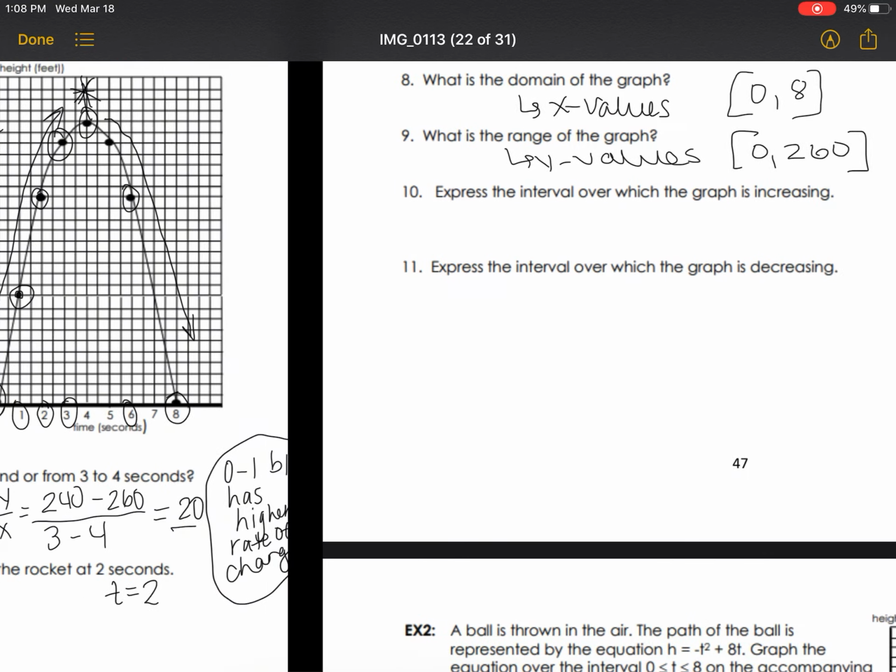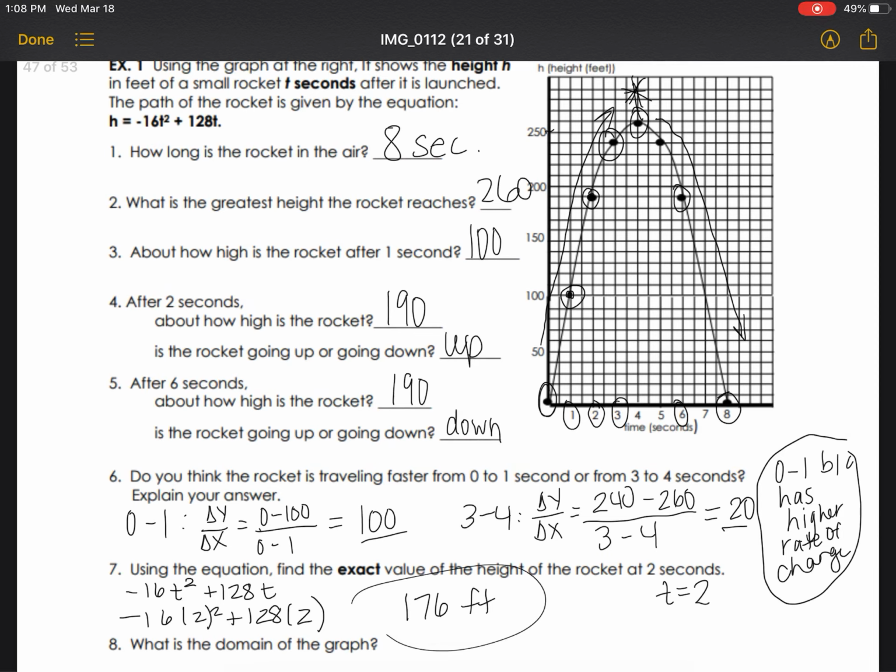Express the interval over which the graph is increasing. So if we go back to this picture of the graph, it's asking when is the rocket going up, okay? It starts at 0 on the ground, and they're asking for what time interval, so talking about seconds. So from 0 to when it hits its maximum height, that's at 4 seconds. So it's definitely from 0 to 4, but then we need to ask ourselves, is 0 and 4 included in this time interval?